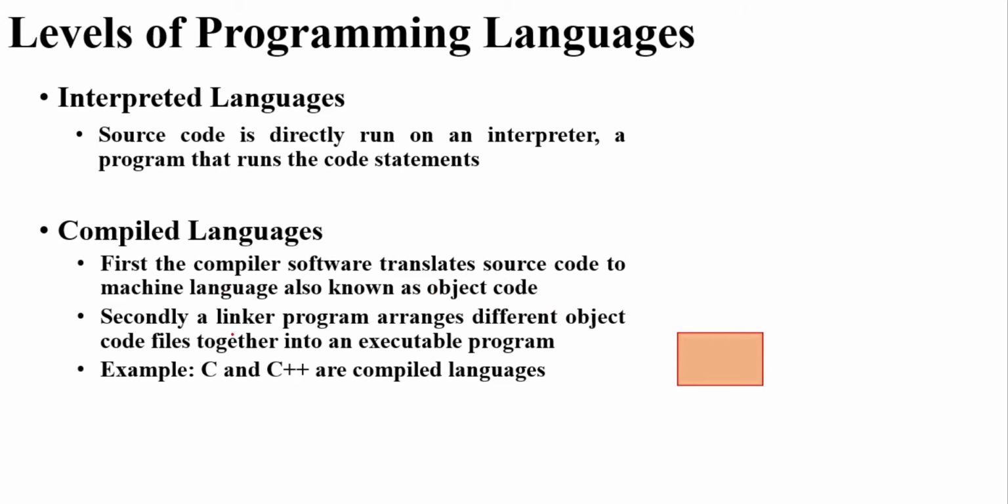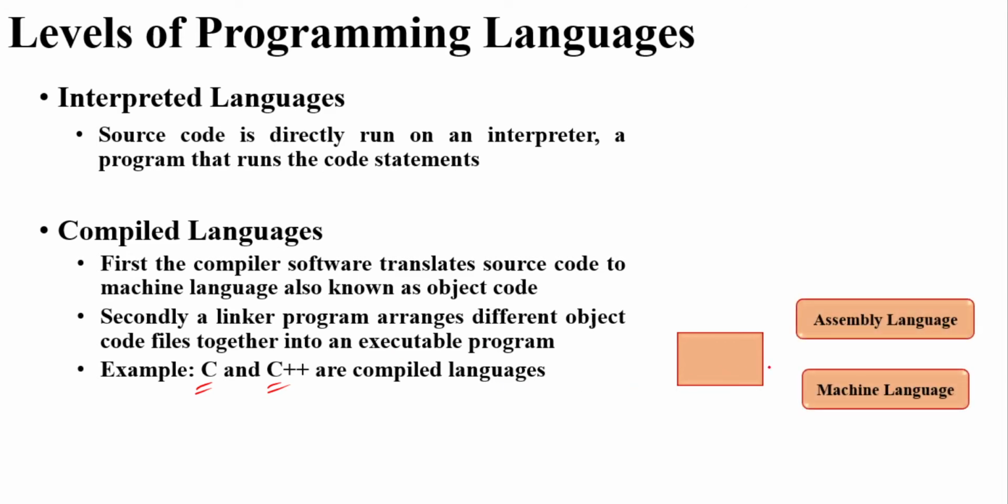Then after that, a linker is used to connect all different files like header files or any extra files related to the main program's compilation, and it links all these programs, and then the linker converts that into an executable program, or we can say a .exe program. Okay, .exe program. Then, for example, C and C++ are examples of compiled languages. So let us see the differentiation between these languages.